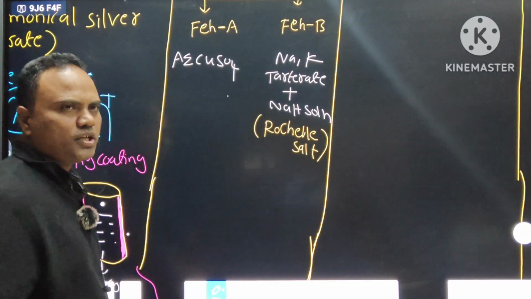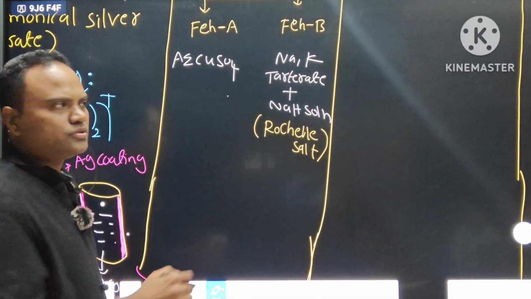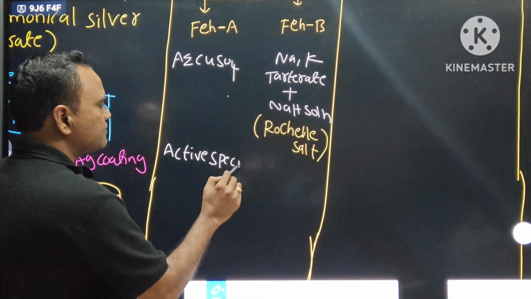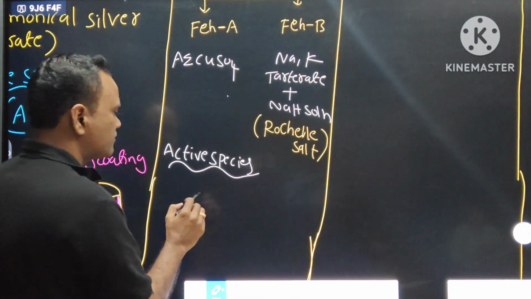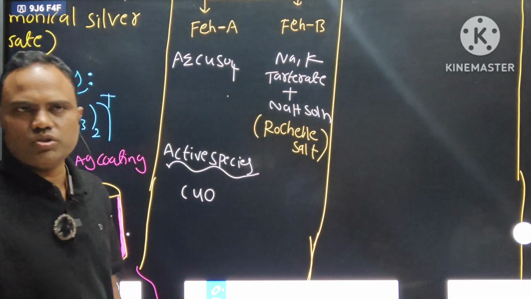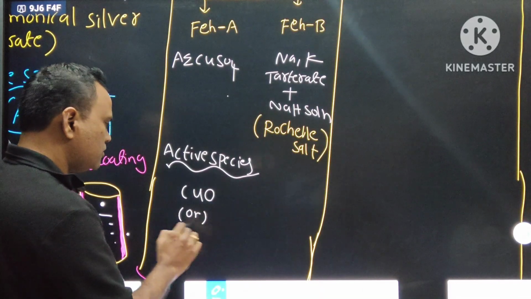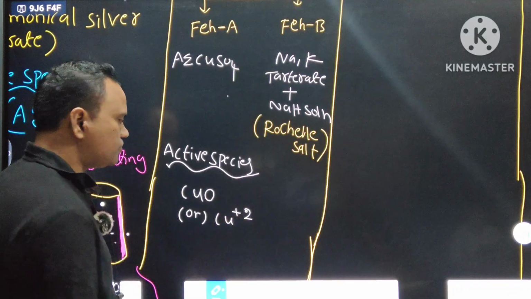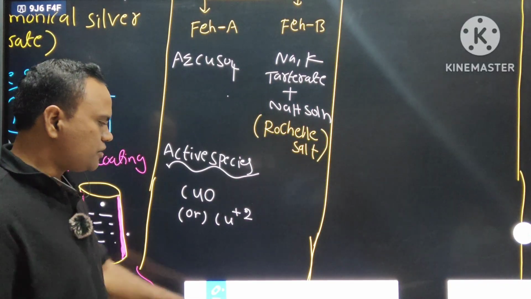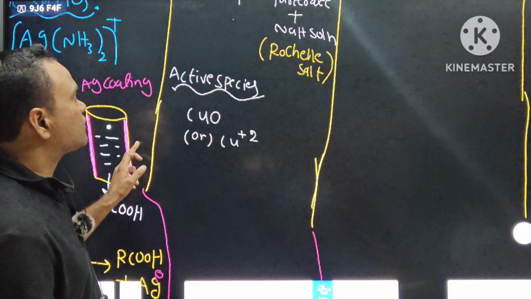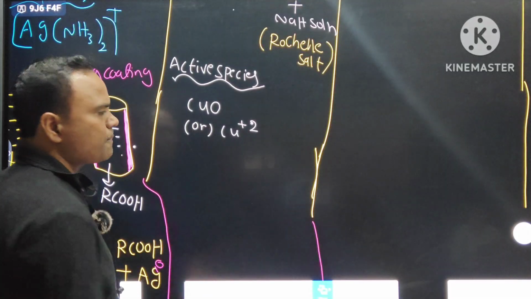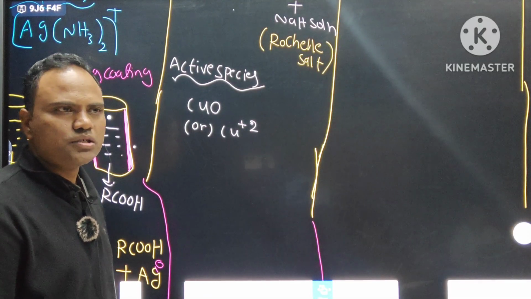What is the active species in Tollens'? Ag(NH3)2 positive. Active species. Here, CuO, CuR, Cu plus 2. You tell me, is this cupric or cuprous? Higher oxidation state means? Higher is ic, lower is us.